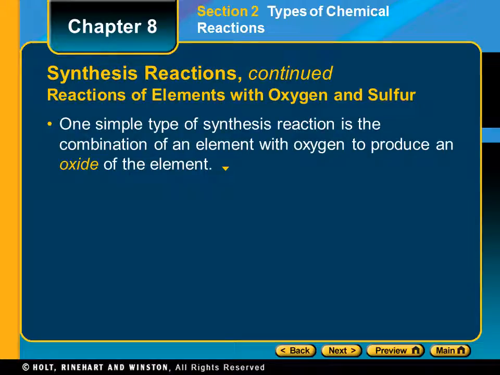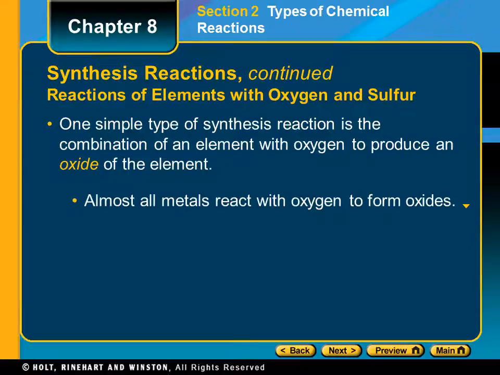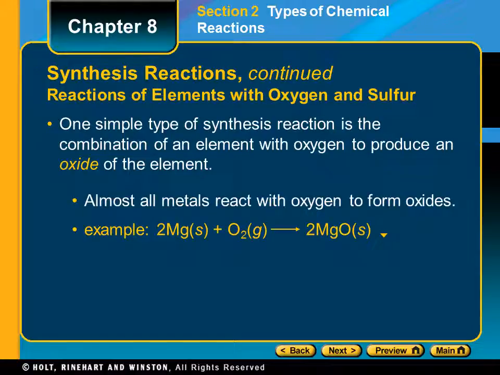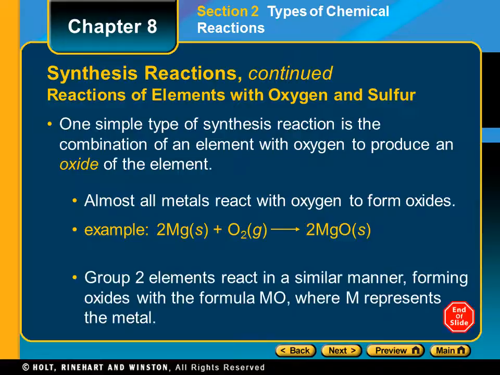Now, we can look at synthesis reactions, and there are reactions of elements with oxygen and sulfur. A simple type of synthesis is the combination of an element with oxygen to produce an oxide. Almost all metals react with oxygen to form oxides. So, 2Mg plus O2 yields 2MgO. Right? That's magnesium in that case.